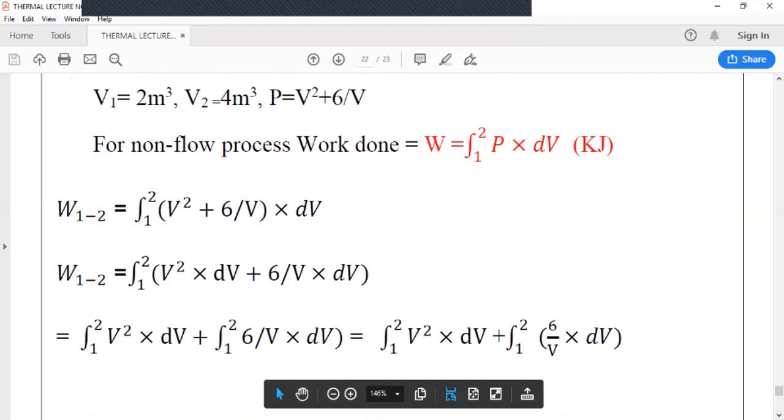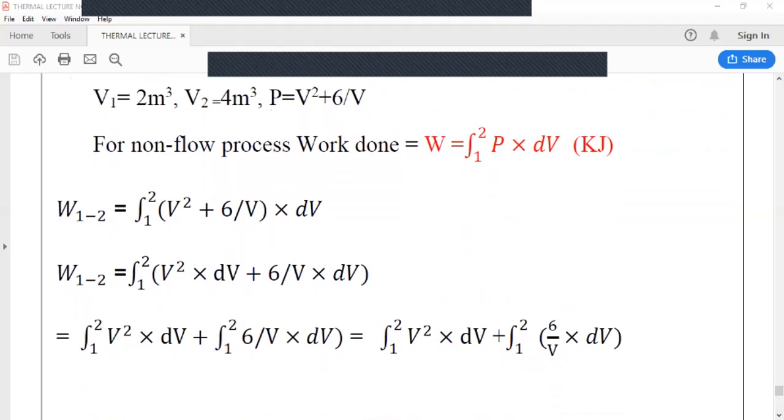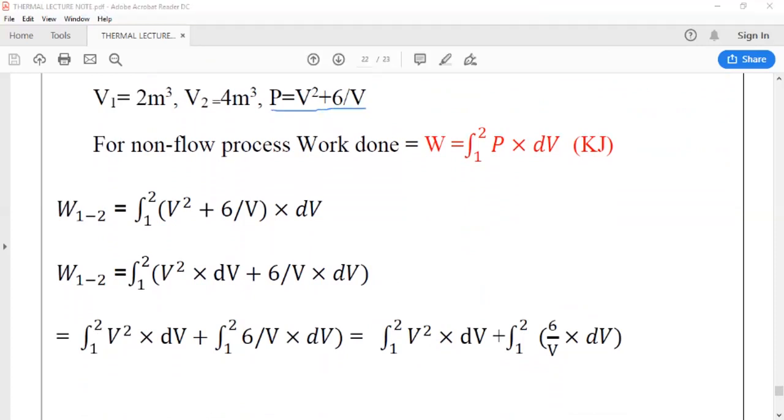Pressure is related to volume. So what is given? Pressure is related to volume, that is P is given as V square plus 6 by V. So now I can put the integration from 1 to 2 of V square plus 6 by V in place of P, and I can write it into dV. Then multiply dV inside the bracket, so V square dV plus 6 by V into dV.